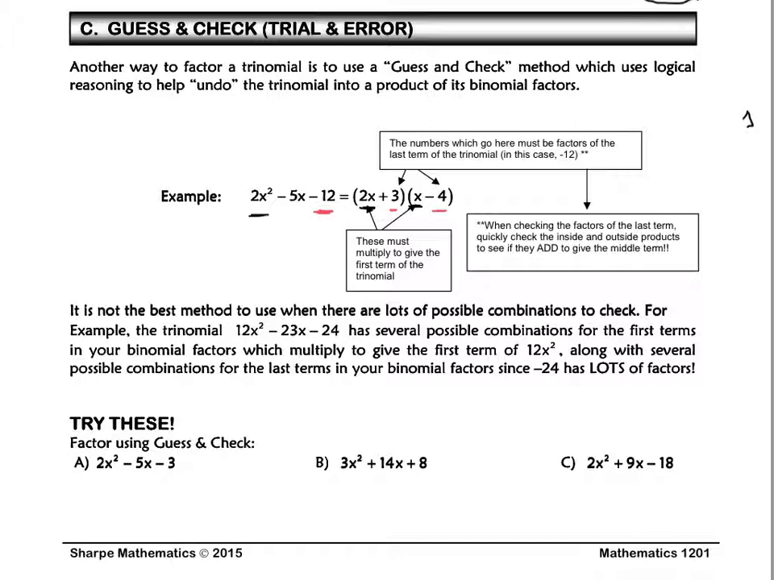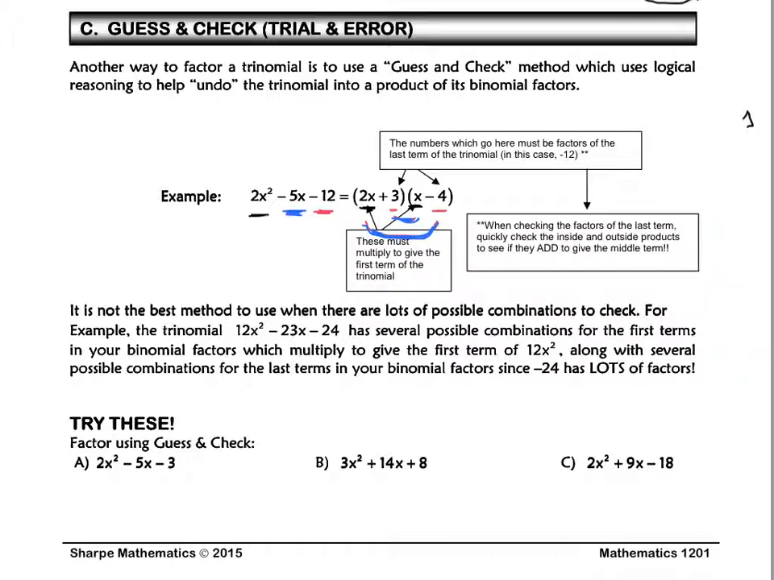So you check combinations that will fit the first and last term, and as you're doing that, you quickly check the product of the inside and outside products, because when you FOIL, or when you use the distributive property, your 2x times your x will give you the first term, and your 3 times the negative 4 will give you the negative 12. But the inside and the outside have to combine to give you the negative 5x here.